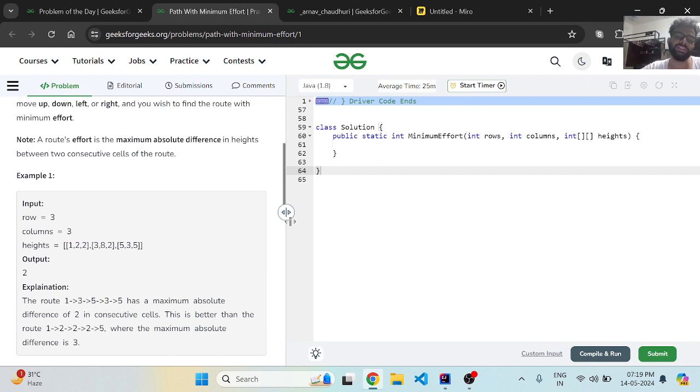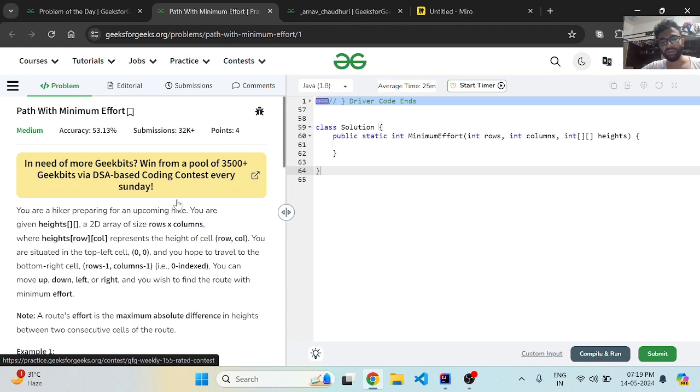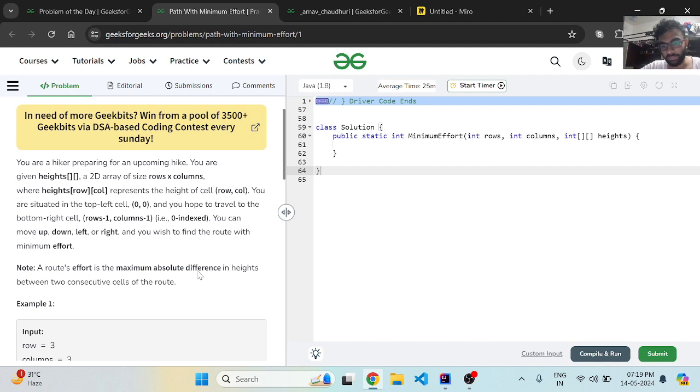What comes to your mind when you first hear the path with the minimum effort? Dijkstra's algorithm is what comes to mind first. Dijkstra's algorithm is used for graphs, basically weighted graphs. But whenever we do it for a path in a two-dimensional array, we use the concept of a priority queue, which is somewhat similar to Dijkstra's algorithm, and this concept will be taken forward with a heap as well. So let's understand the problem.